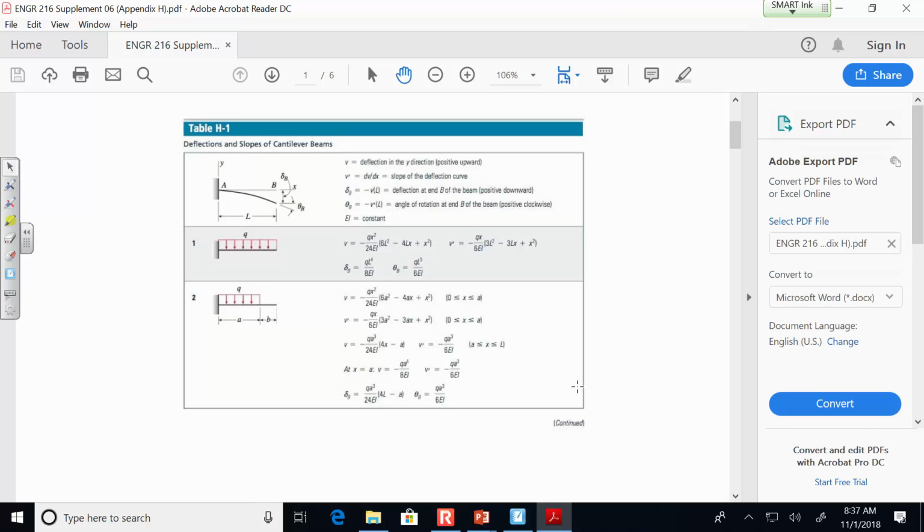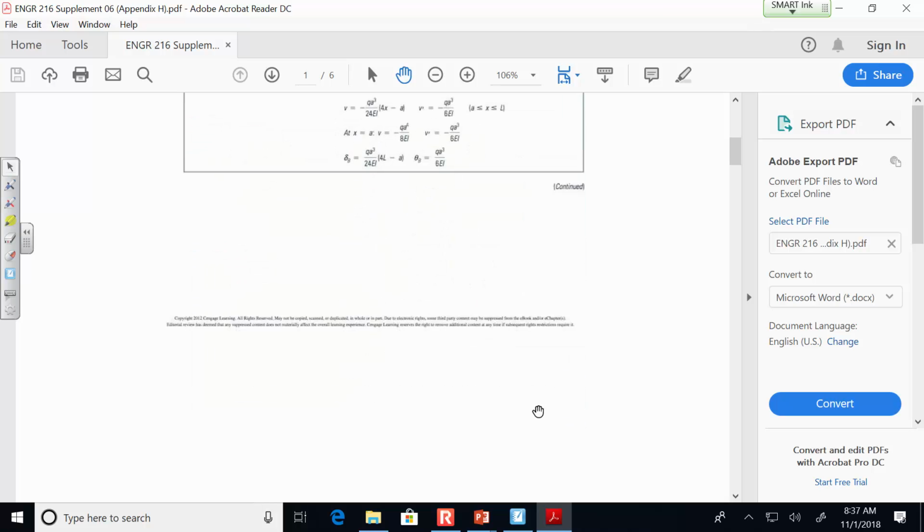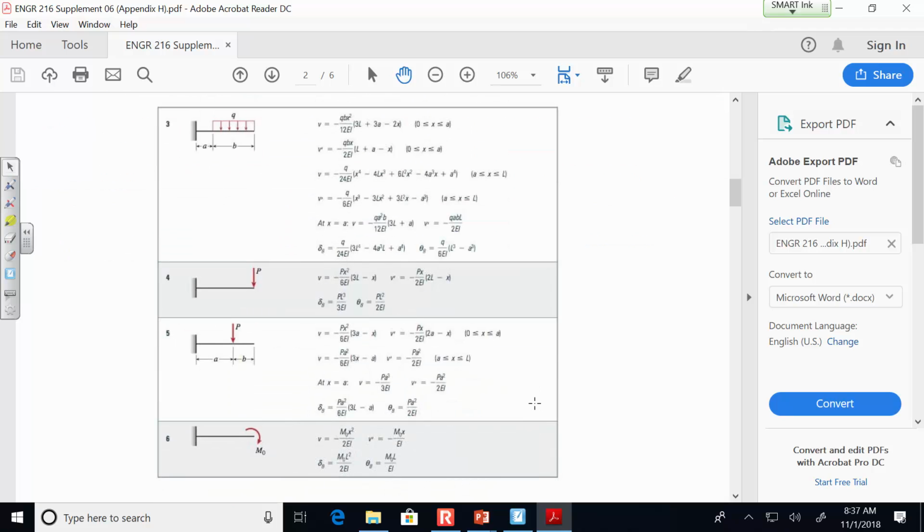So the first table lists deflections and slopes of beams that are cantilevered, like what we did in the last example. I believe it's case 3? No, it's case 4. So what we did in the last example was a cantilevered beam with a point load at the end. Now, just to toy around with this, they're saying that the maximum deflection for a cantilevered beam with a point load at the end is PL cubed over 3EI.